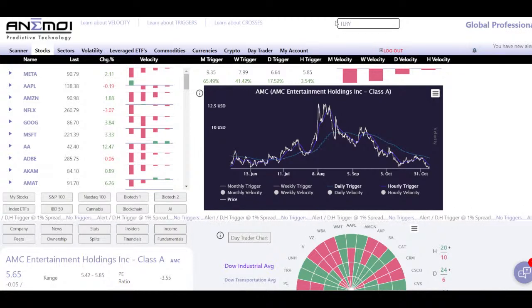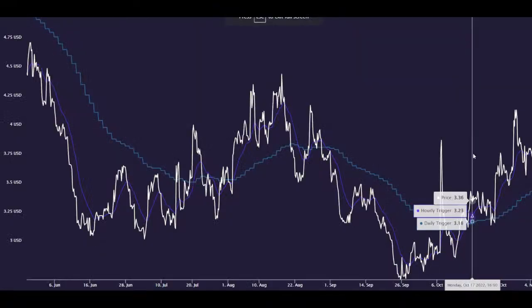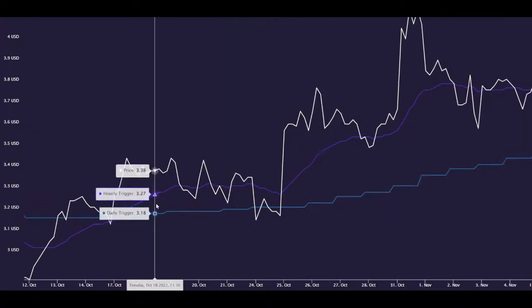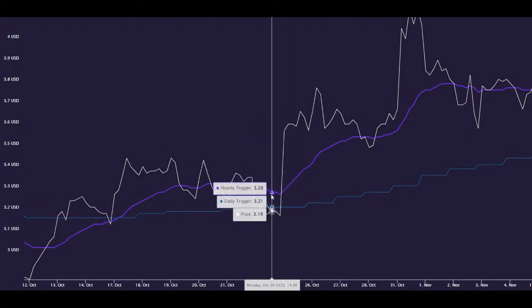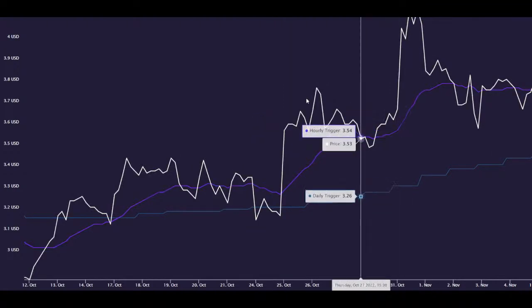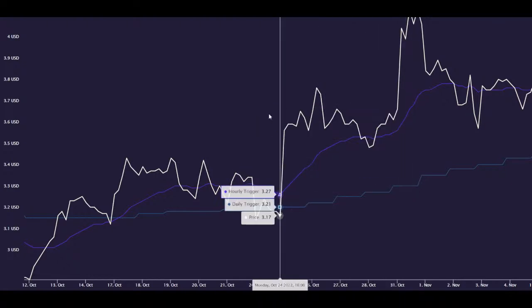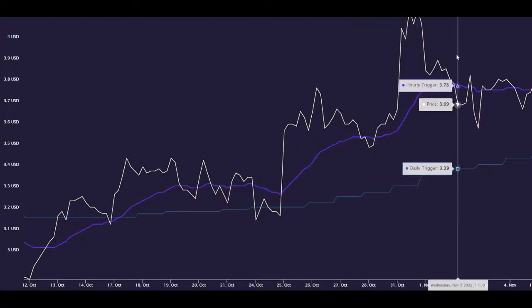So we could look at Tilray. And if anybody wants to write in the comments any stock, you'll see that it works everywhere. If you guys want to try it out, write a stock in the comment section and we'll take a look at it. So here's Tilray. The hourly trigger comes down to the daily trigger, resolves to the upside, and price makes a really big, strong, powerful push to the upside. It moves up a full $1. So Tilray gained 25% upside movement on this airplane.